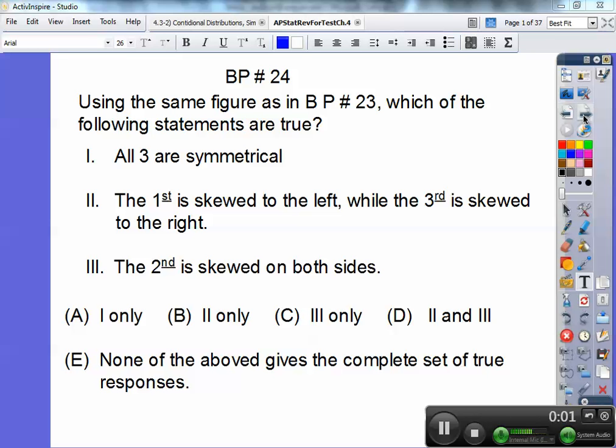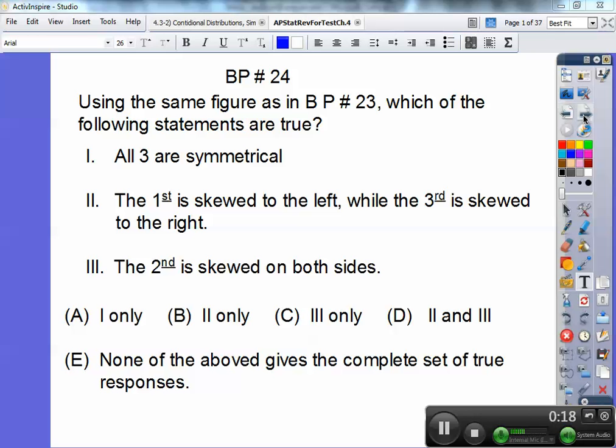Okay guys, here's board problem 24. You're going to need board problem 23 to find out which of the following statements are true. So you're going to have to pull out that board problem. Are all three symmetrical? We talked about that yesterday.